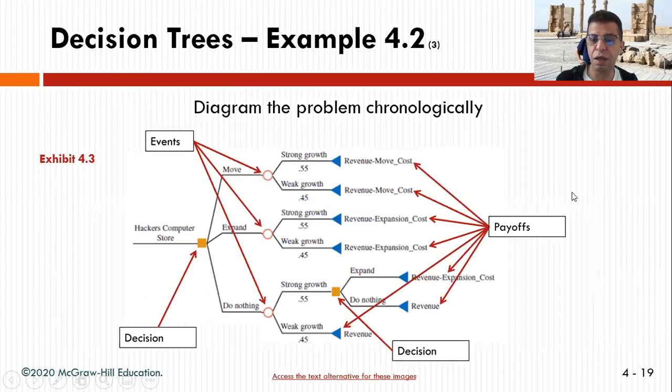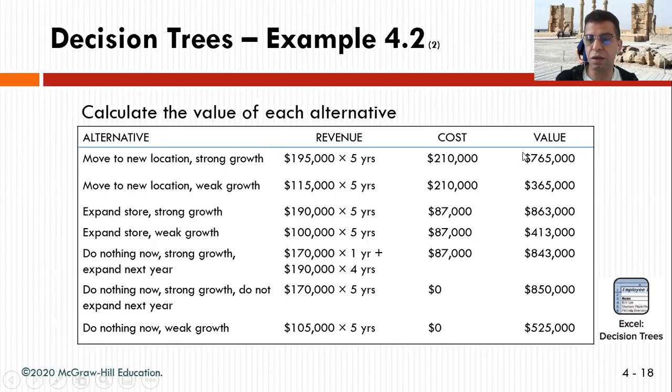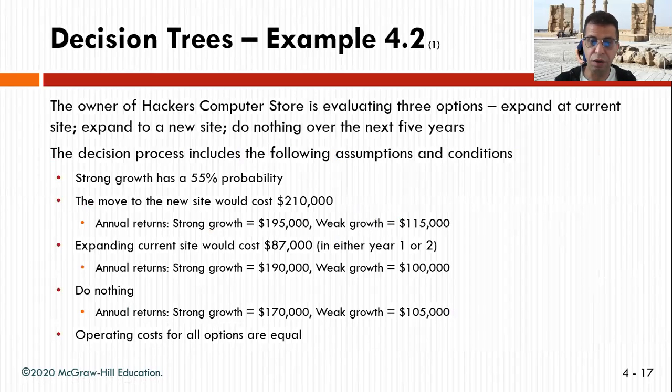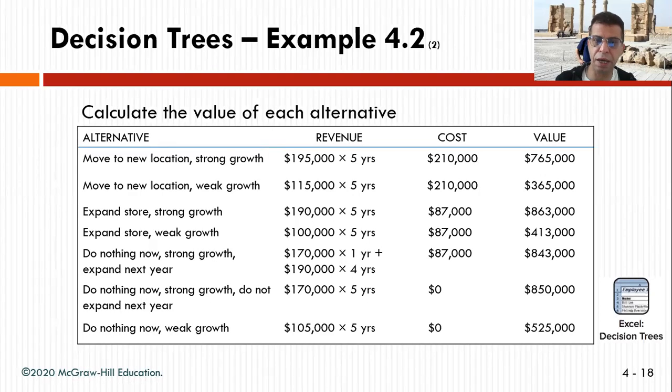Now, if you look at it, here you start thinking, okay, so let's not go somewhere else and just expand. The first time when we looked at it, we decided, well, wait a second, let's make another plant somewhere else. But now we say, no, let's expand, because in expanding, in both cases, we are making a better value here. 863 is better than 765, and 413 is better than 365. Let's not make that decision yet.